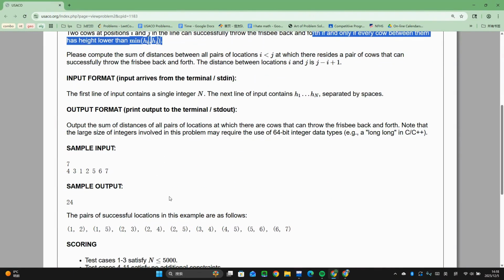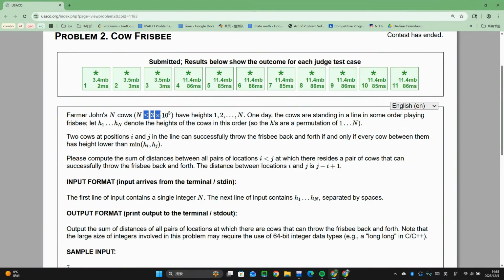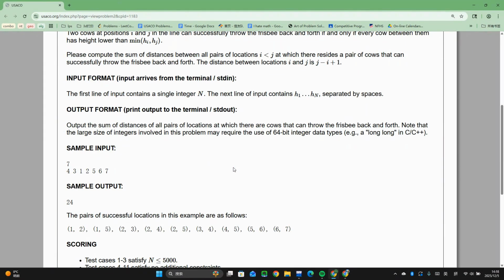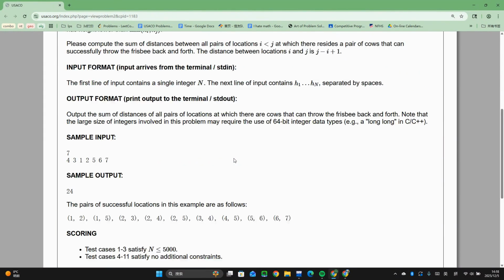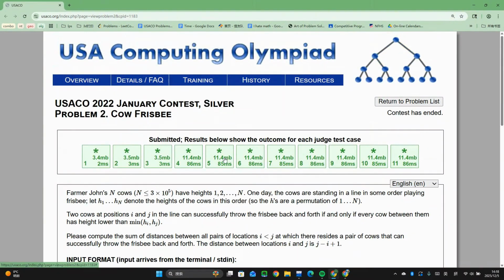Also, you can have at most 3 times 10 to the 5th cows. So you can pause the video first and see if you can solve it yourself. I would say quite standard silver algorithms. Not the easiest, but definitely not overly difficult like the problem yesterday.